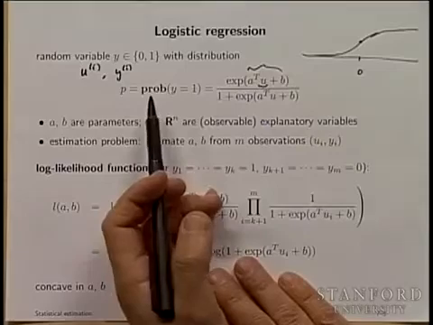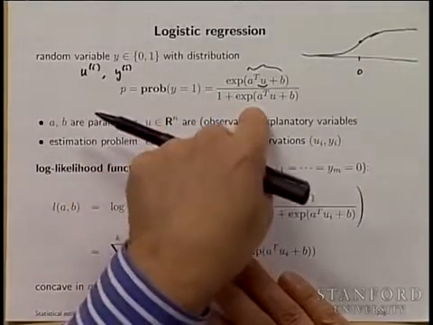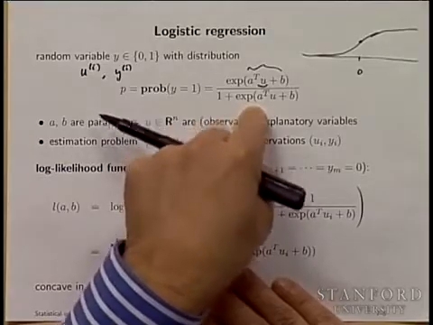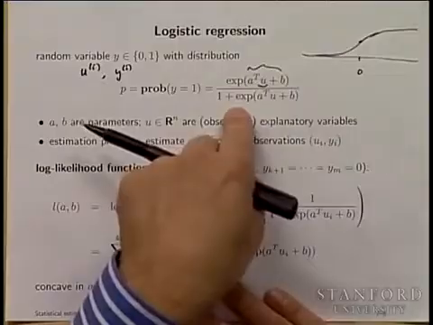Now, how do you work out what the log likelihood is? Actually, the likelihood function is nothing but the product of these things, because we're assuming these are independent samples from a logistic distribution. So you take the product of these.